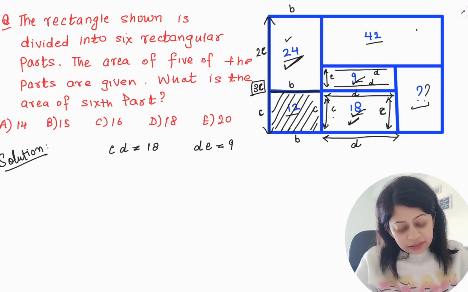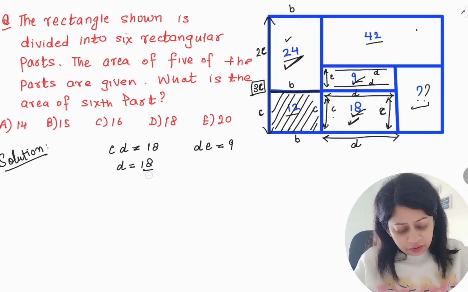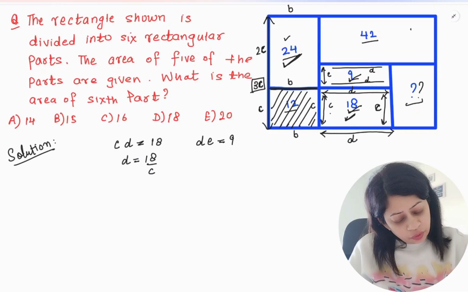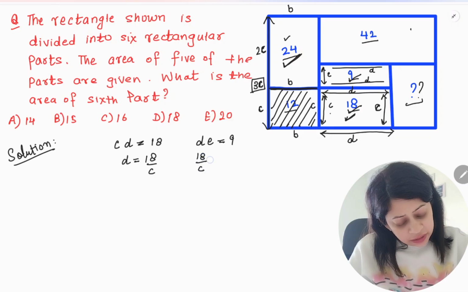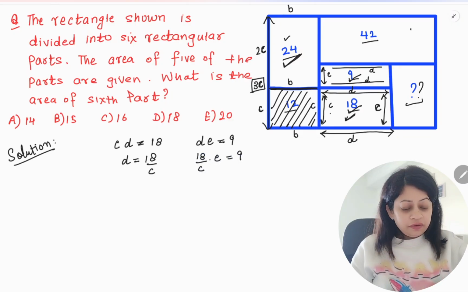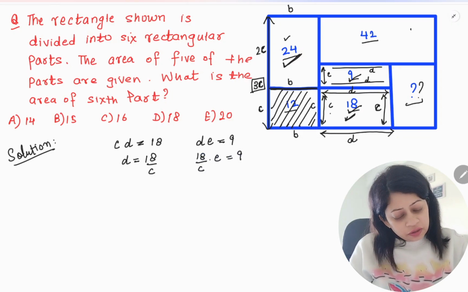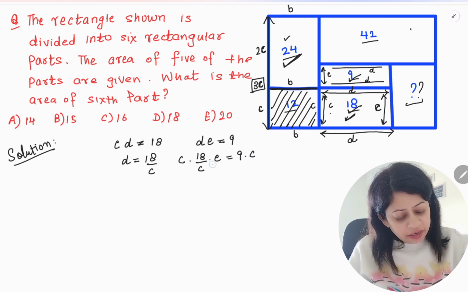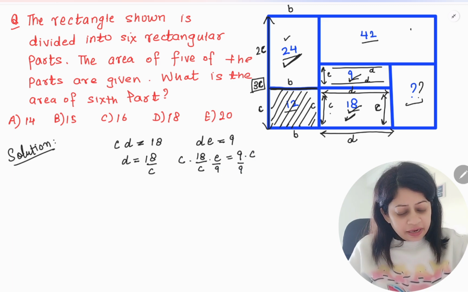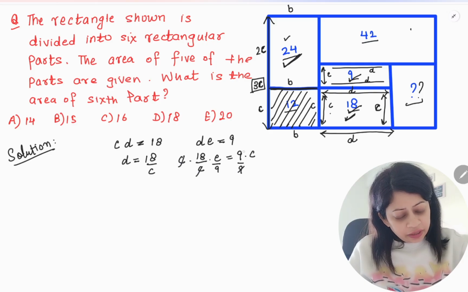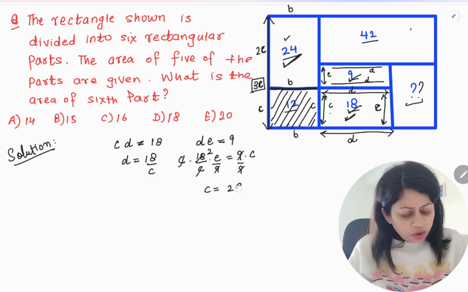Okay, let us see. We have D as 18 by C from this equation, right? So here I just substitute 18 by C times E is equal to 9, right? Okay, so I will multiply with C on both sides and I will divide by 9 on both sides. What do I get here? I get C is equal to 2E, or you can say E is equal to C by 2.